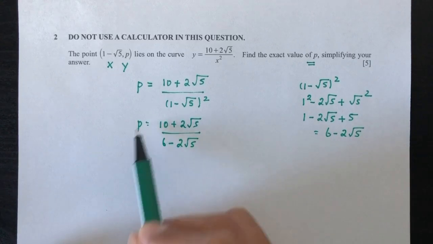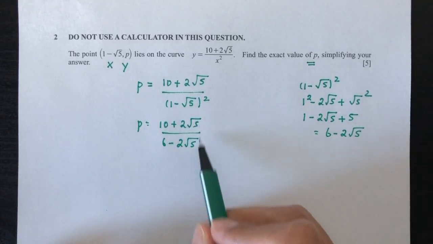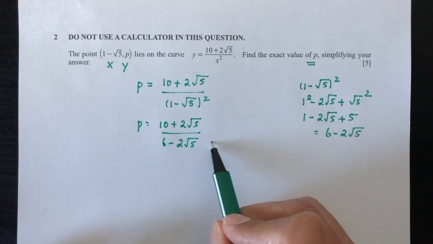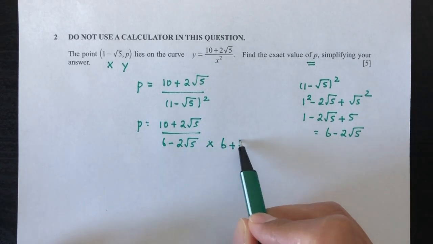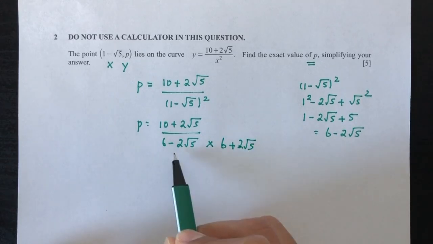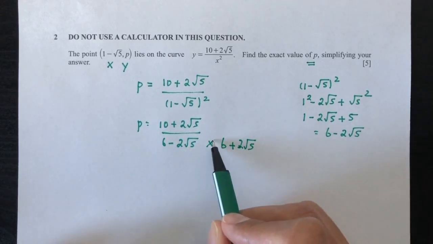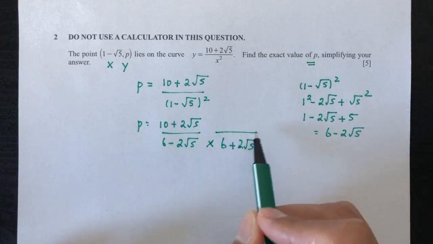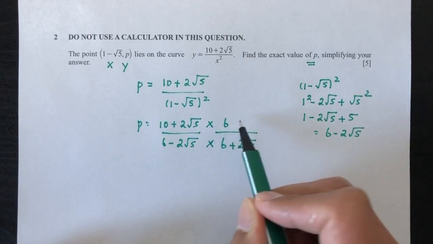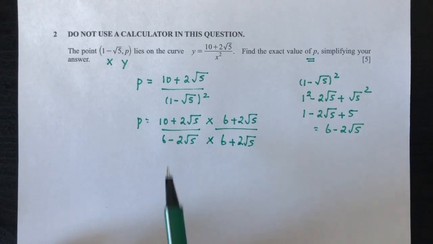Now this is the value of p, but we have to simplify this more. Whenever you have something like this, you can always multiply by its conjugate, so 6 plus 2 root 5. This is called the conjugate of this number. If you multiply the denominator by this number, you also have to multiply the numerator by the same number. Now we can simplify.